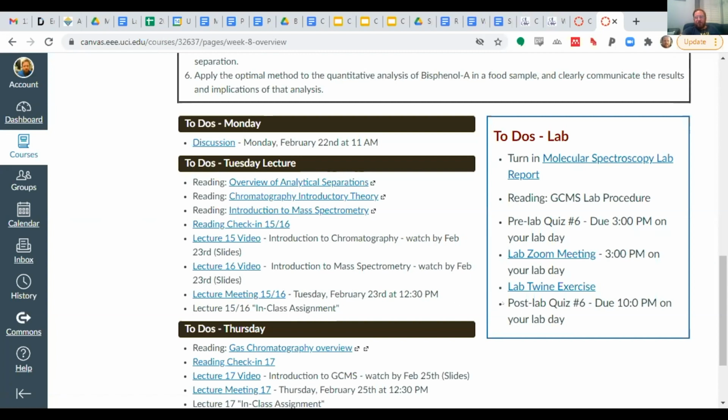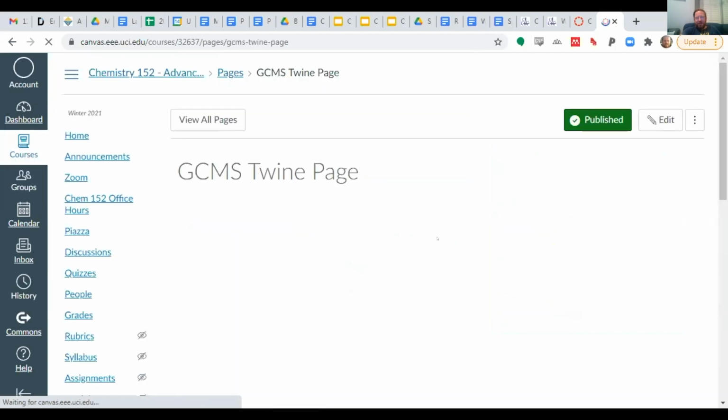For the lab portion, we're going to do that in breakout rooms, trying to replicate this flipped classroom experience during the scheduled lecture time. During the scheduled lab time, we're going to try to replicate the working in lab groups experience. And the way we're going to do that is with this website called Twine. So you may not have heard of this thing unless you're really into Dungeons and Dragons during the pandemic, which I'm not, but I know about this page now.